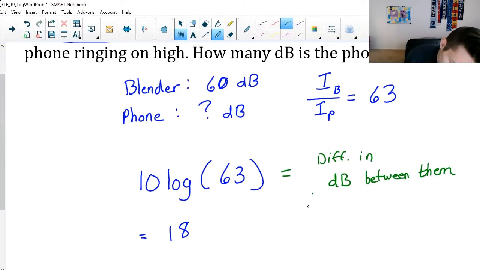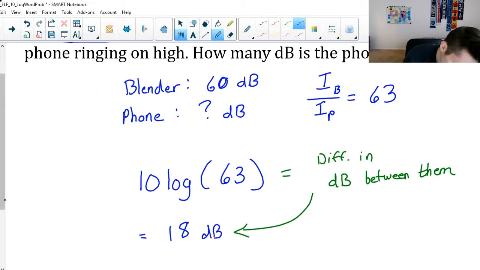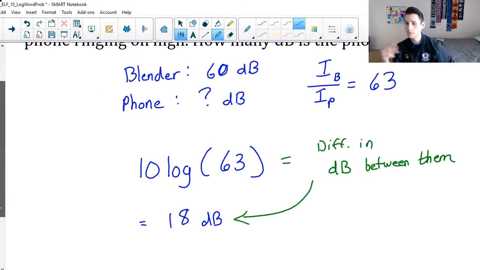So again, remember, what does this actually mean? It means the difference in decibels between the two sounds is 18 decibels. All right, so I'm not done here just by solving for 18. That's a good start. But I either need to move up or down, right? 18 is the amount of change between them.